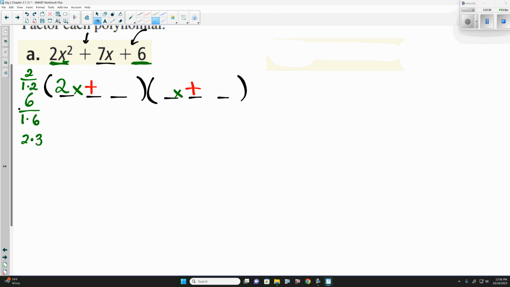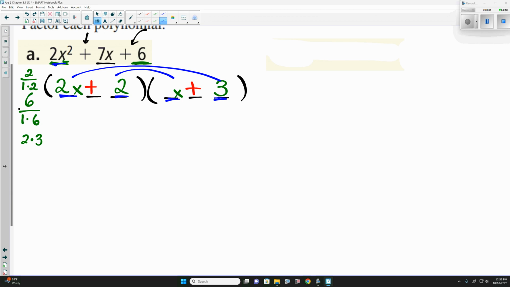2 and 3. Which one do we want to put in the first parenthesis, and which one do we want to put in the second? 2 and 3. And the last step in this process is to check to make sure these work. Now we don't need to multiply the 2x times x, because 2x times x is still 2x squared. And we got 2x and x from the factors of 2x squared, so we should get back there.